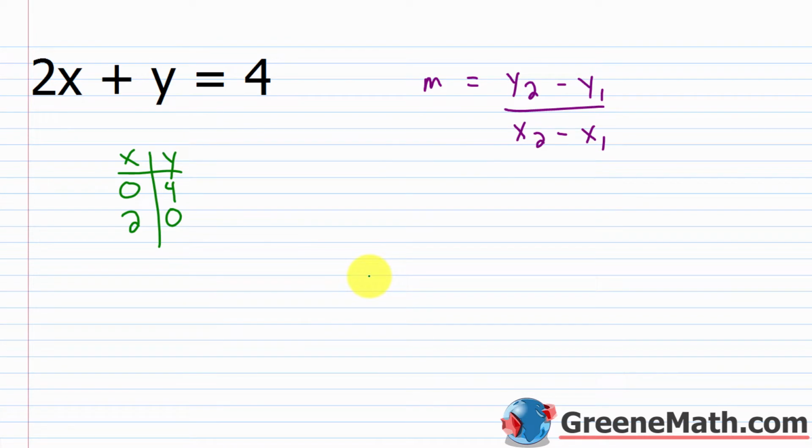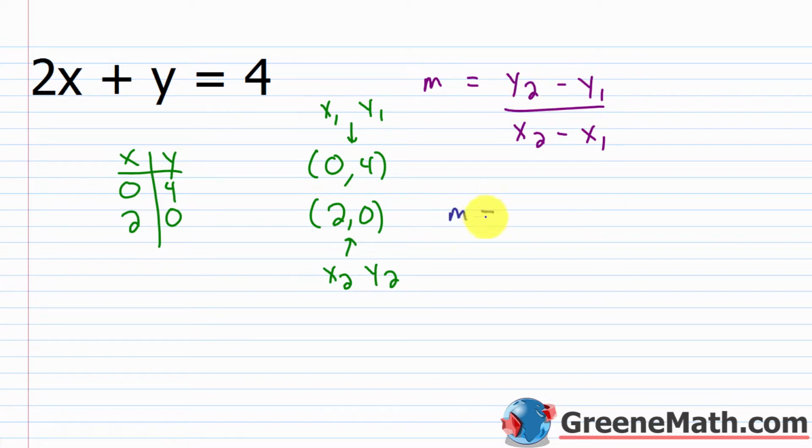Once I have my 2 points, I label them. So they're ordered pairs. One is 0, 4. The other is 2, 0. So again, it doesn't matter which I label as which. I'm going to label this one as x sub 1, y sub 1, and this one as x sub 2, y sub 2. You could switch that around, and you're going to get the same answer. So I plug into this formula.